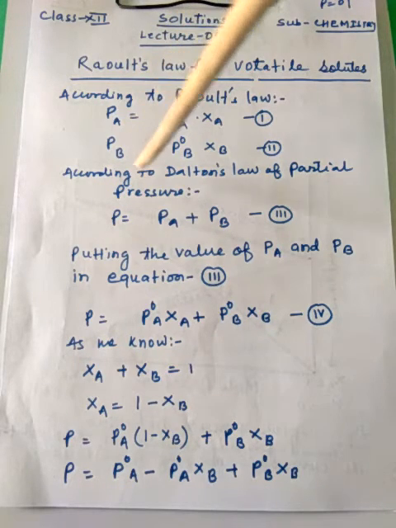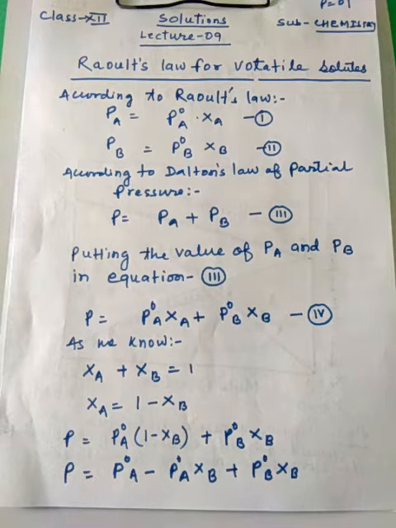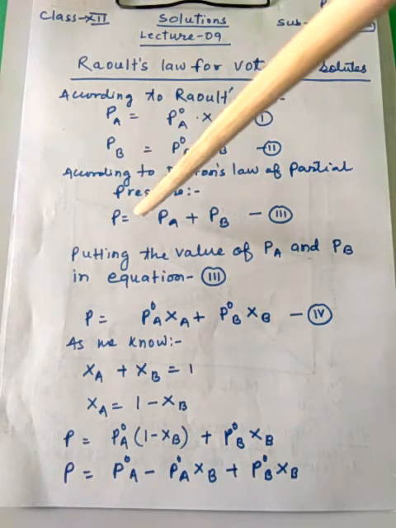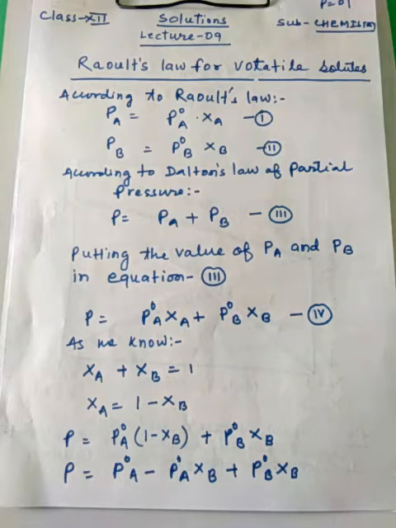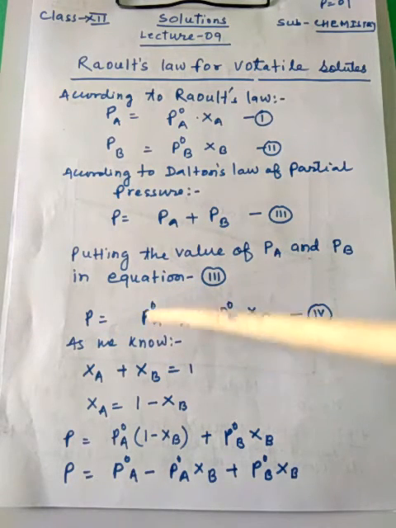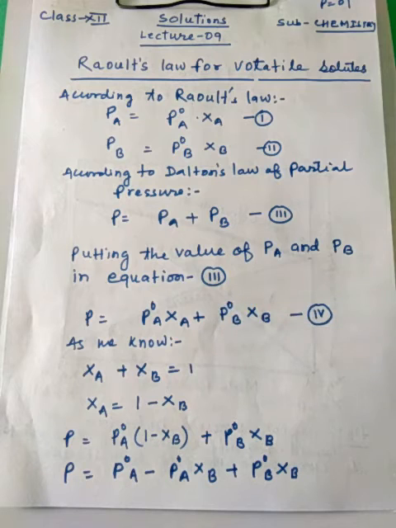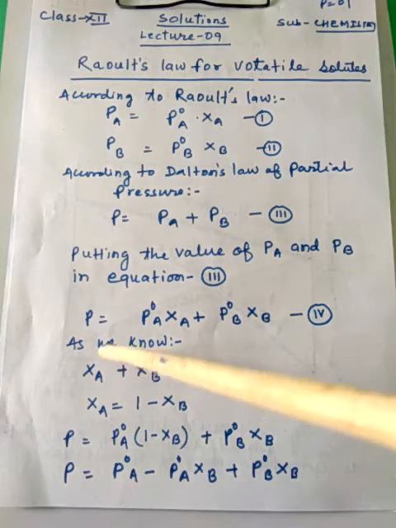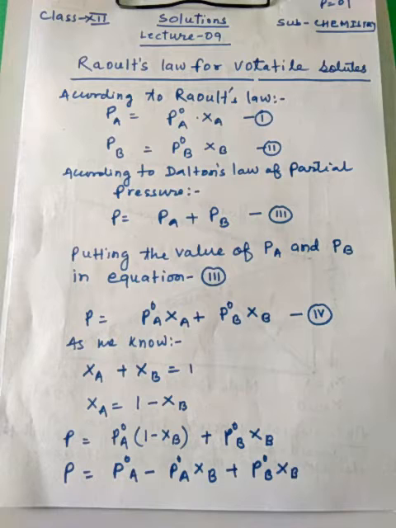Now, according to Dalton's law of partial pressure, the total pressure P equals PA plus PB. Putting the values of PA and PB in equation 3, we get P equals P naught A into XA plus P naught B into XB. We know XA plus XB equals 1, so XA equals 1 minus XB, because the sum of the mole fractions of the components equals 1.